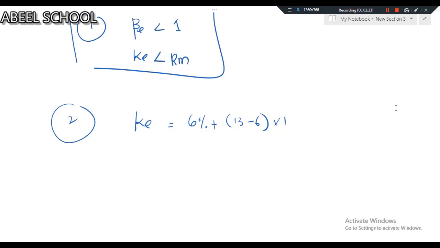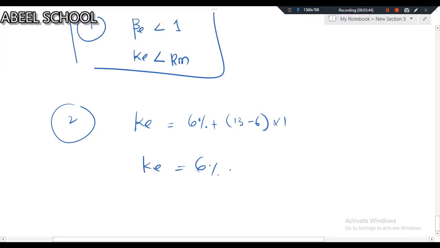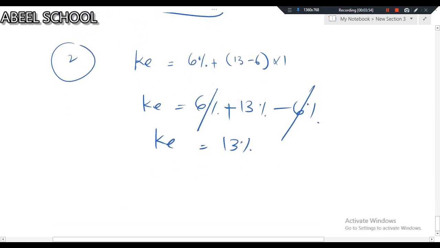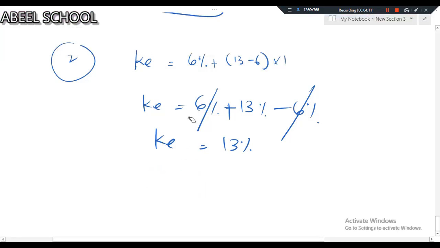Another question is why our answer must be equal to 13%. Let me tell you something first mathematically. Definitely, if I multiply this with 1, it's going to be like this: 6% plus 13% minus 6%. This will be cancelled off. Logically, your answer is 13%. Now try to understand why do we have answer 13%. Whenever your beta equity is equal to 1, it means the risk of your investment is equal to the market risk. The risk of your investment is, let's say, equal to the risk of a stock index.